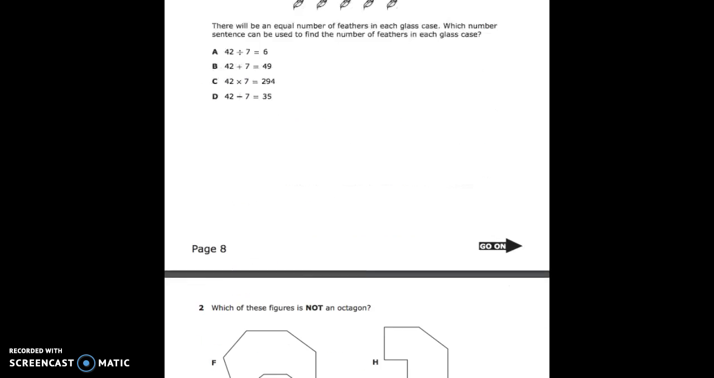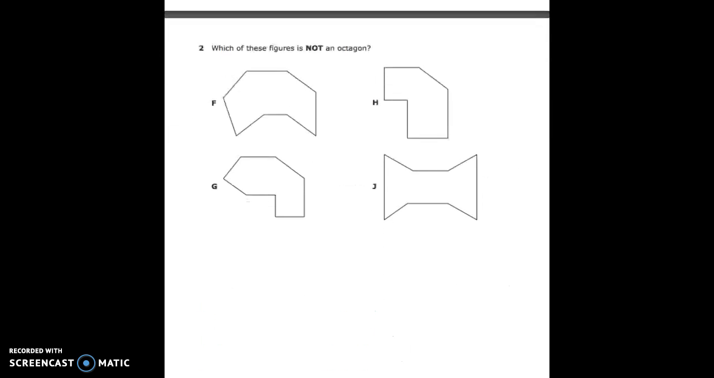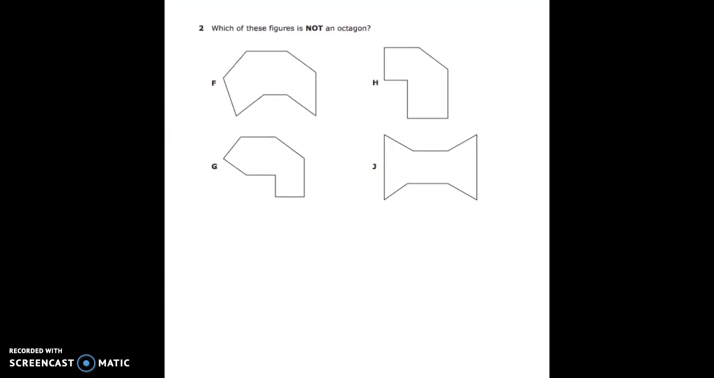Okay, going on to question 2. This is on page 9. Which of these figures is not an octagon?